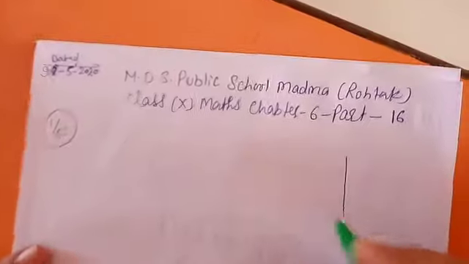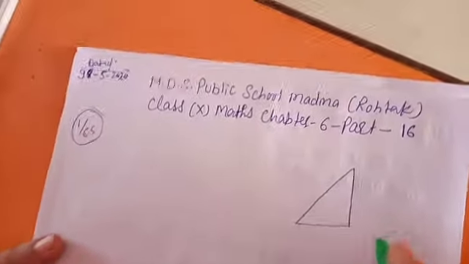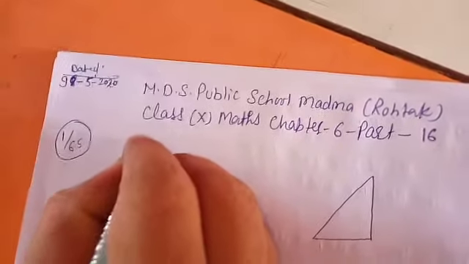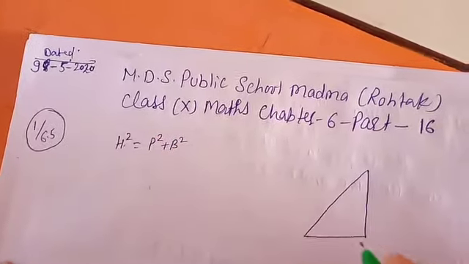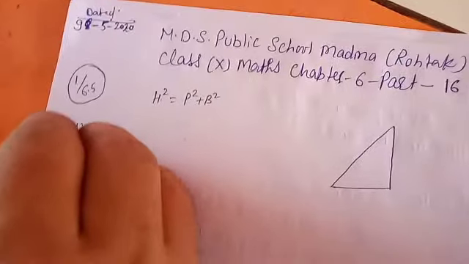So it means this type is given. You have to tell whether it is a right angle or not. So which satisfies this property, hypotenuse square is equal to perpendicular square plus base square, are what? Right angle triangle. So first case taken.